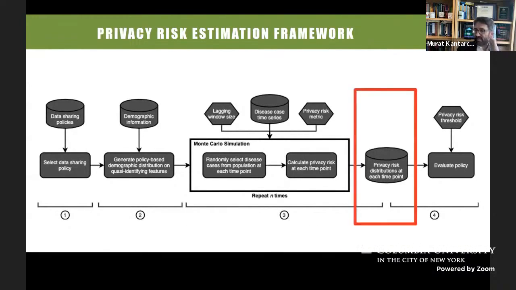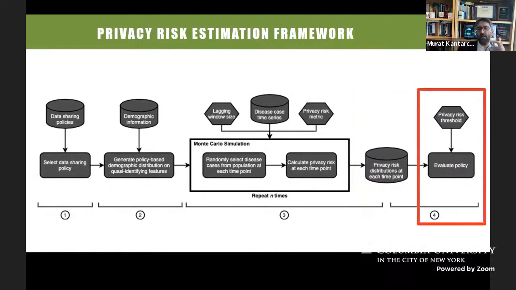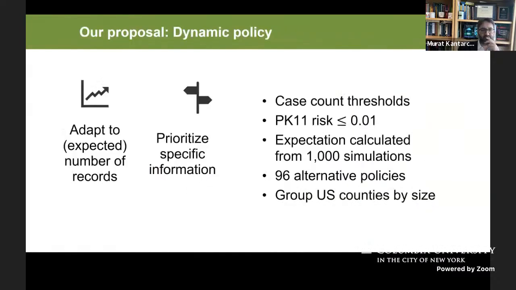So given this risk estimation, which is based on what the CDC is using, we try to look into that risk basically used by CDC. And we look at the distribution, and based on these distributions, we evaluate the privacy risk thresholds and the policies. So in the experiments next, I'm going to show how we use this PK11 risk that I mentioned.